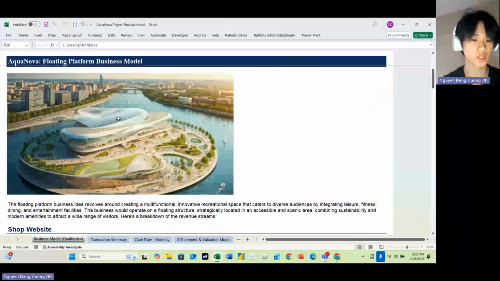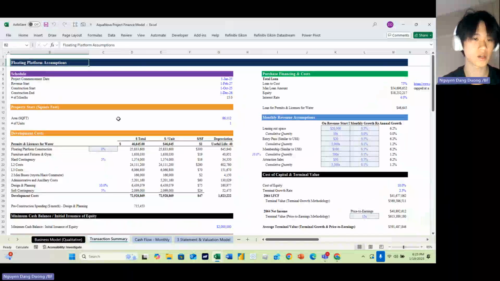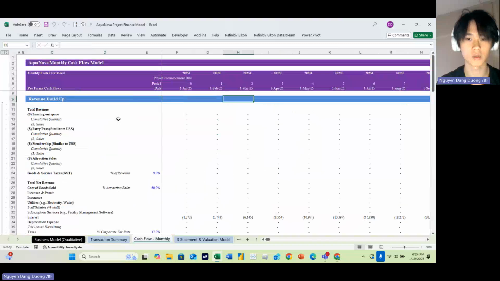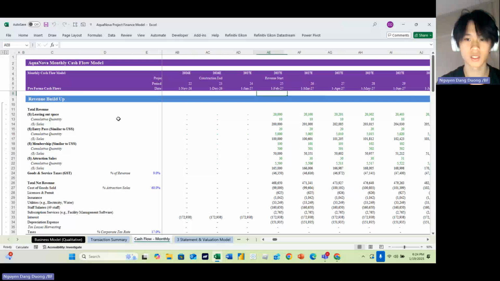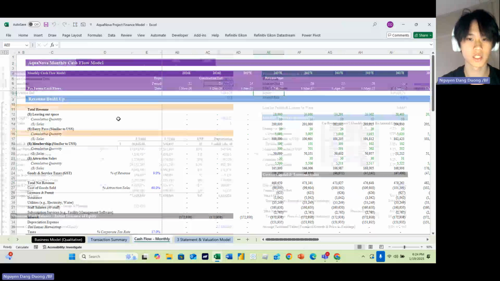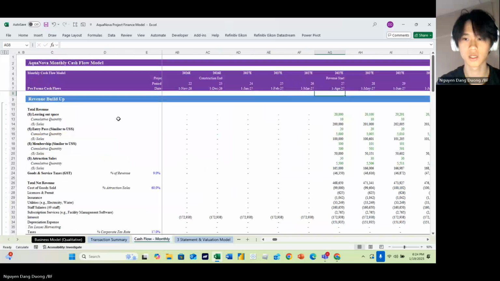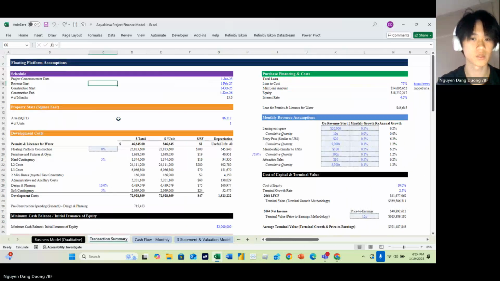So in here we have the start of the floating platform assumptions. We have when the project commences. It is all dynamic and can be toggled. For example, let's go to my revenue start date over here. You see here it's on February, but if I change it to, let's say, April, it will now start on April here. So all these things are dynamic.